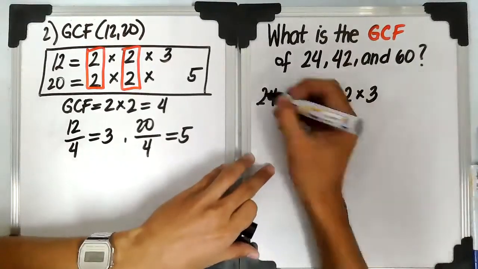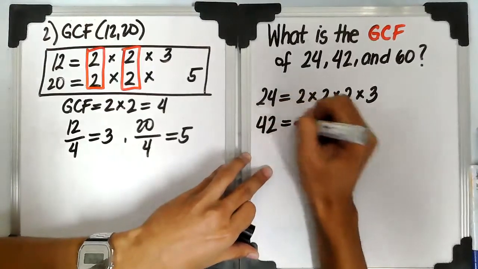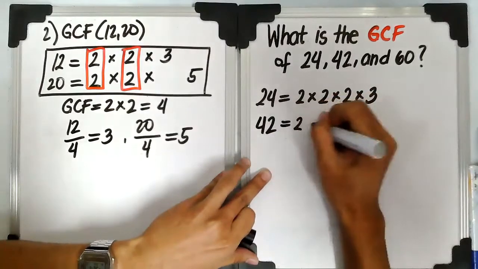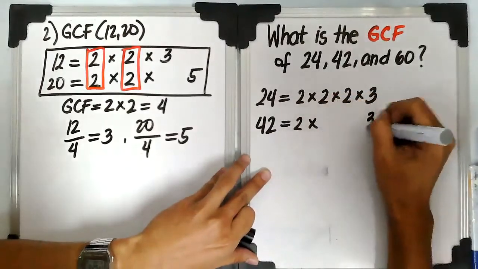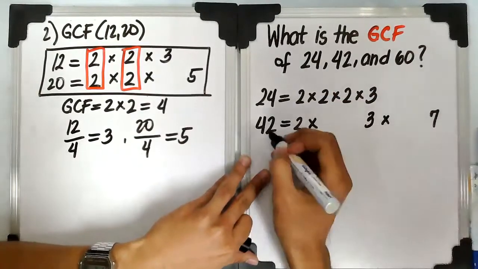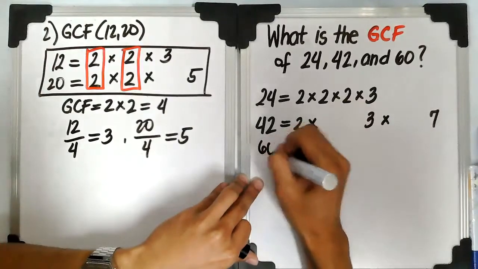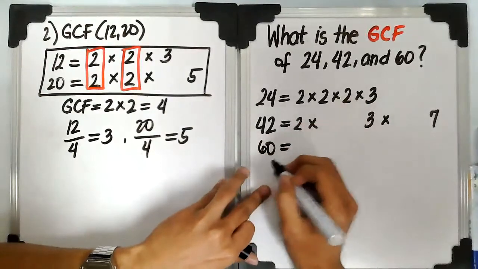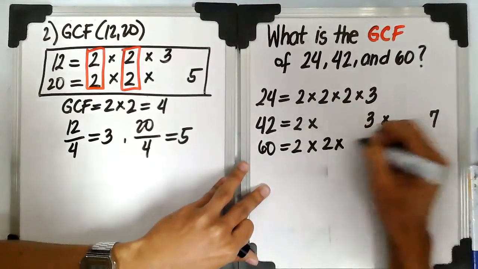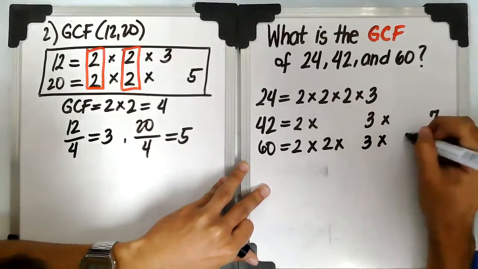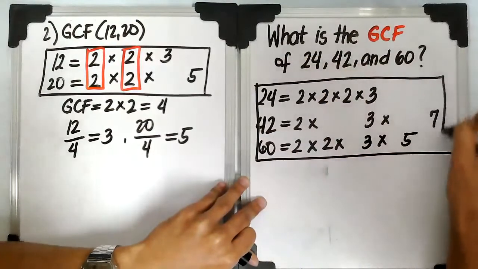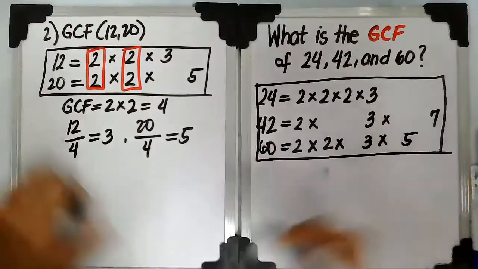Next, 42 can be written with factors of 6 and 7, and their prime factors are 2 times 3 times 7. That is 6 times 7, which is 42. The next one is 60. We have here 6 times 10, so that would be 2 times 2 times 3 times 5. And we have to put it in the table so we can basically get their greatest common factor.